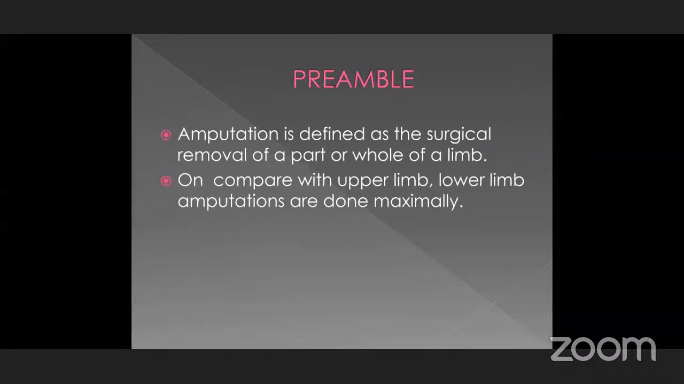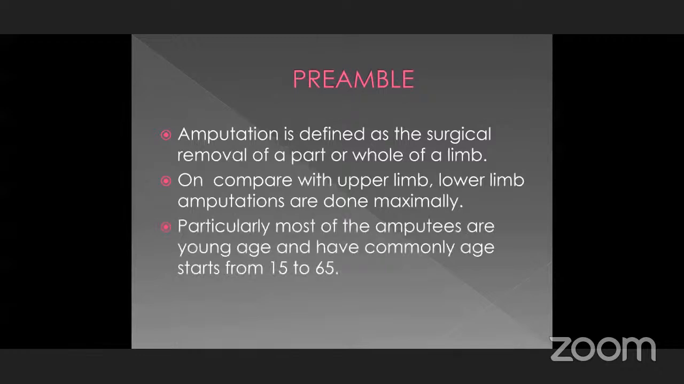Recently I searched about these statistics while I was taking up this topic. A large number of lower limb amputations are done around the world. It's due to many traumatic conditions, so I picked this topic, amputation management for the lower limb. In comparison with the upper limb, lower limb amputations are done maximally. Most of the amputees are young, commonly aged 15 to 65. The maximum at 15 to 25 is due to traumatic conditions. We will see about that in upcoming slides.